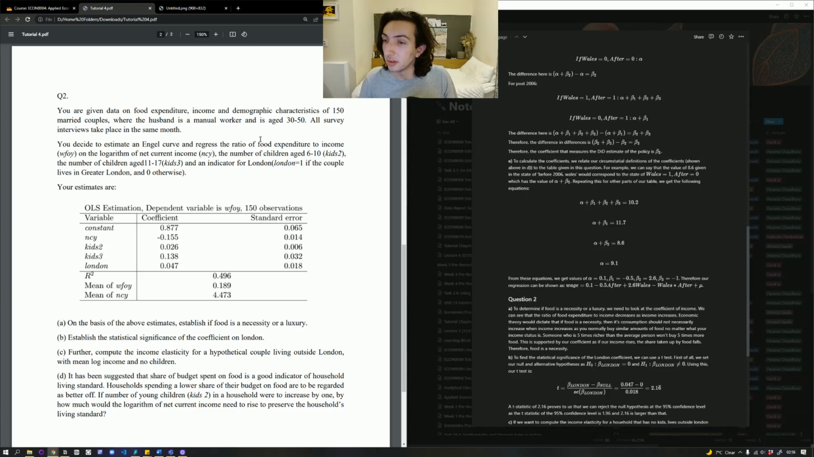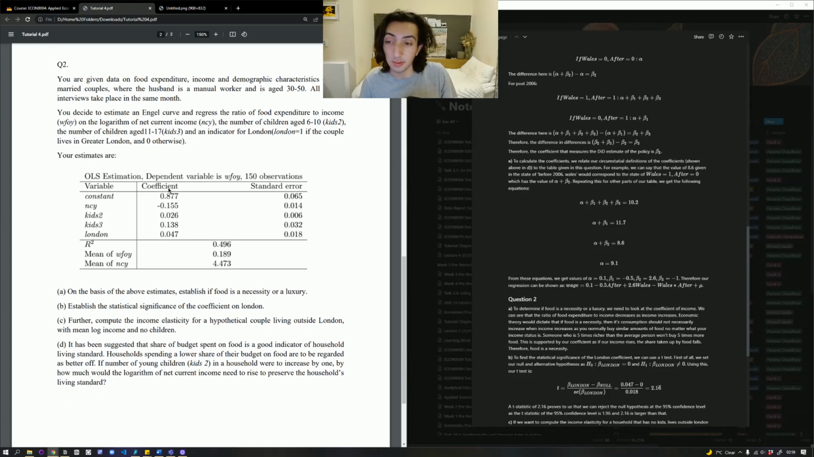You decide to estimate an Engel curve and regress the ratio of food expenditure to income, WFOY, on the logarithm of net current income, NCY, the number of children aged 6 to 10, kids 2, the number of children aged 11 to 17, kids 3, and an indicator for London. London equals 1 if the couple lives in Greater London, and 0 otherwise. Your estimates are the following.